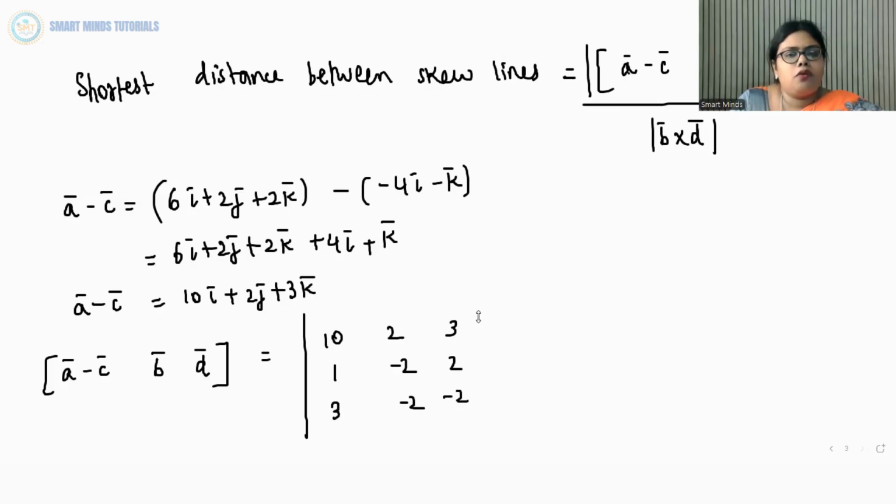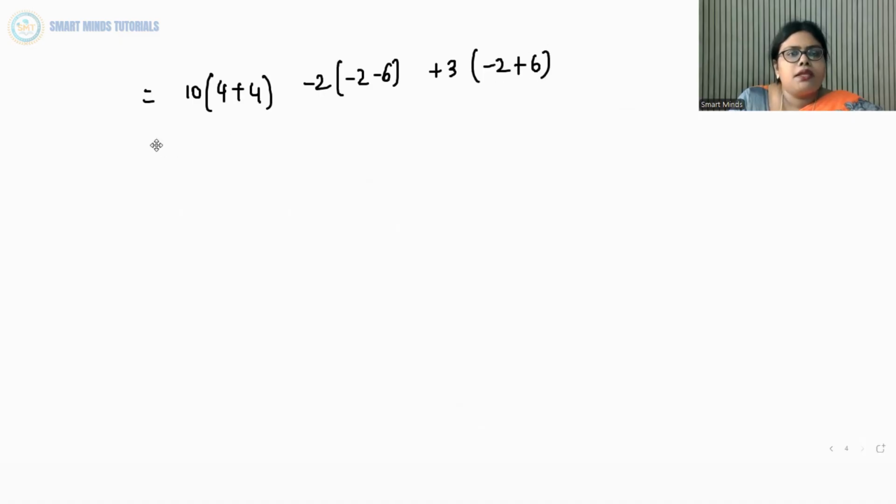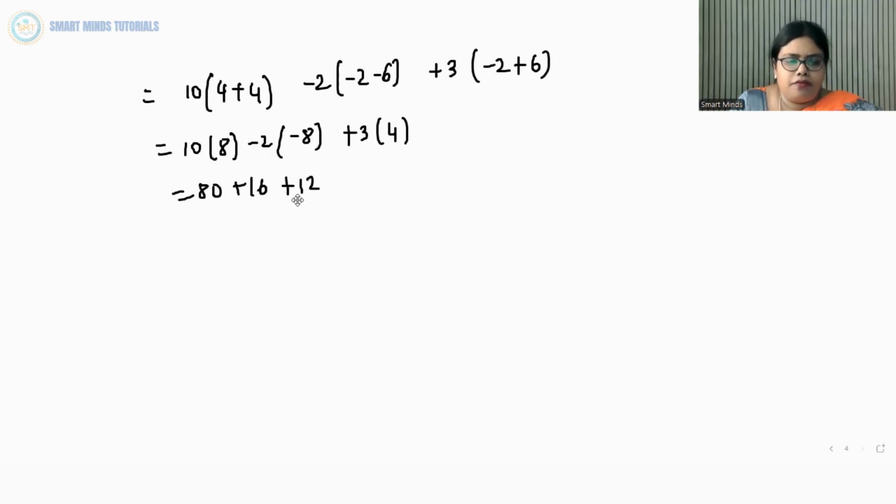Like in matrices, how we will find out the determinant? The same way we have to find the determinant over here. So that is, if you take the determinant, 10 into 4 plus 4, minus 2 into minus 2 minus 6, plus 3 into minus 2 plus 6. So that is 10 into 8 minus 2 into minus 8 plus 3 into 4. 80 plus 16 plus 12. That is equal to 108.